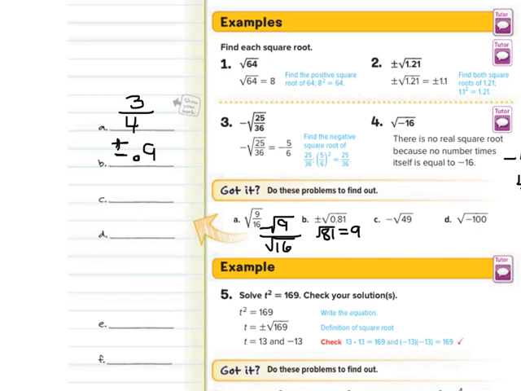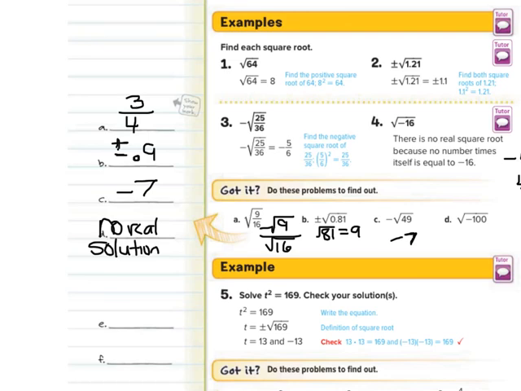Now the negative square root of 49 we're allowed to do, because it's the square root of 49, which is 7, and then the negative sign makes it negative 7, so negative 7 is our answer. And the square root of negative 100, well, for this there is no real solution, because nothing times itself is going to be negative 100.